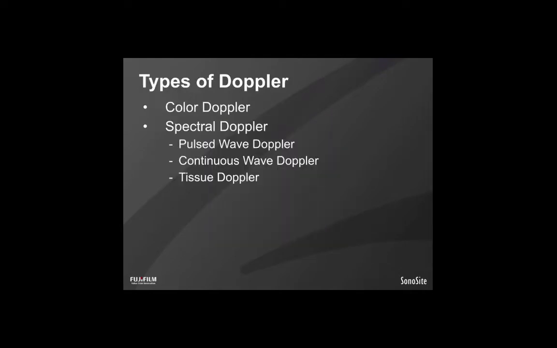Now, there's a number of different types of Doppler that we can use, and the one we are most familiar with, I expect, is color Doppler. But spectral Doppler, or more graphically represented forms of Doppler, include pulse wave Doppler, continuous wave, and tissue Doppler. Now, we won't be talking about tissue Doppler today, but it is really an extension of pulse wave Doppler.